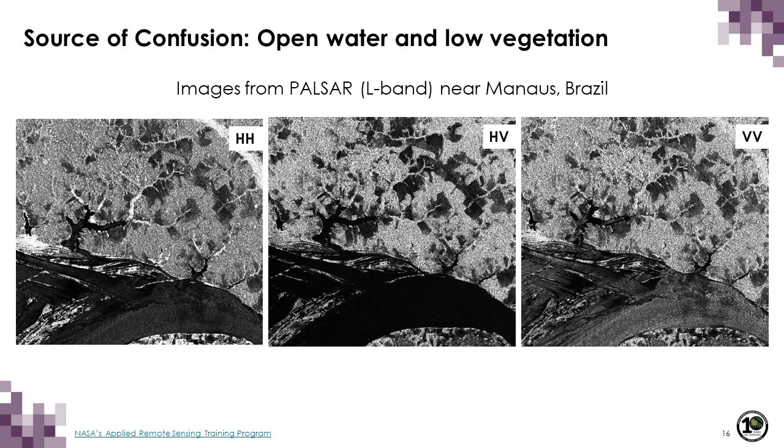What we're seeing here is a PALSAR image. This is near Manaus, Brazil, HH, HV and VV. And you can see that the water is dark, but north of the river, there are areas that have no vegetation or have very low vegetation. And these areas look very similar to open water. And one way to try to clear this up is using image ratios such as HH over HV.